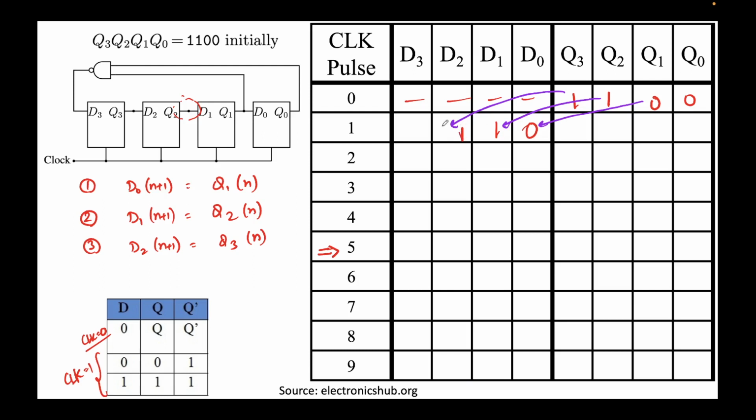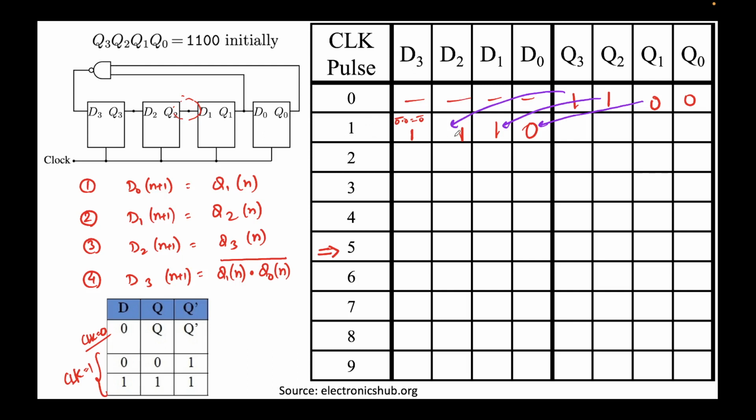And finally, what is D3? D3 you can see is nothing but the NAND operation of Q1 and Q0. So 0 times 0 whole bar, which is 0 bar, which is 1. So you see D3, D2, D1 and D0 just before the first clock pulse are these.